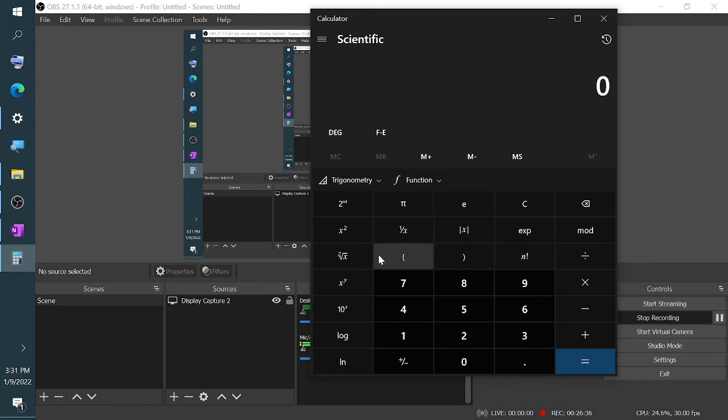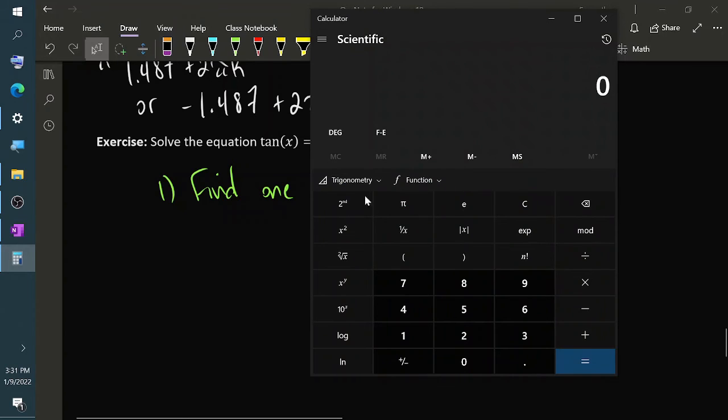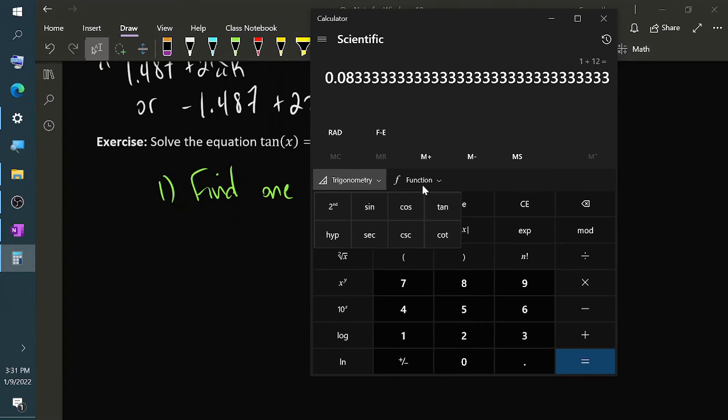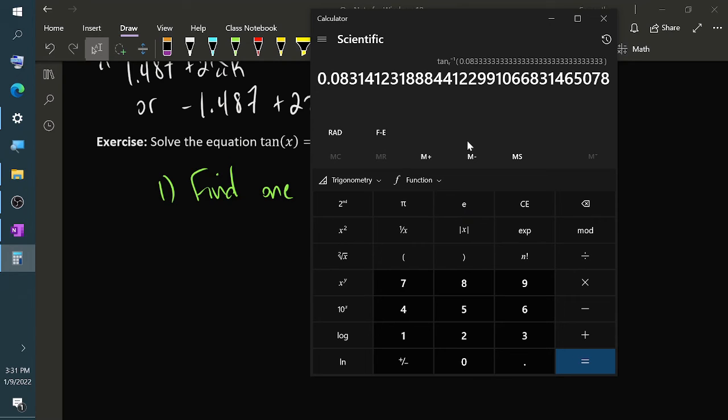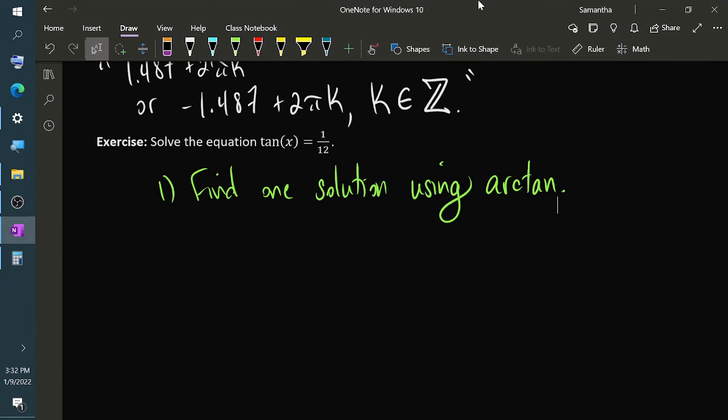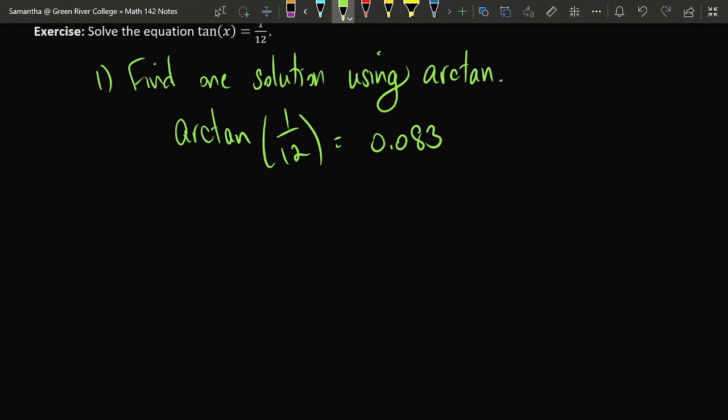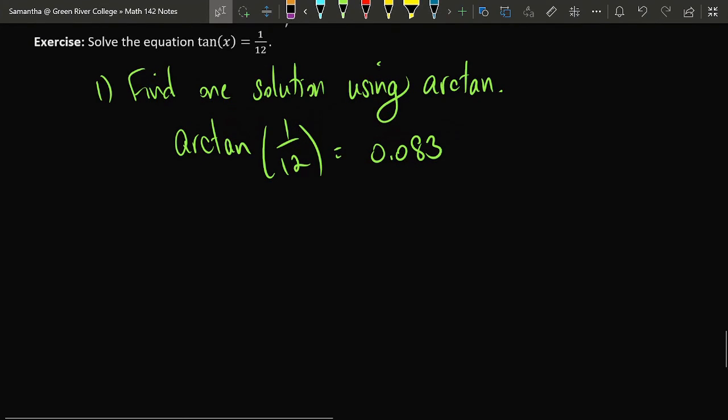So putting myself back into radians mode, I'm going to enter the value of 1 divided by 12. I'm going to hit trigonometry second and select the inverse tangent function, and I get a value that's pretty similar to what I got from sine, which is 0.083 rounded to 3 decimal places. Now here's what makes tangent so special and different from either sine or cosine.